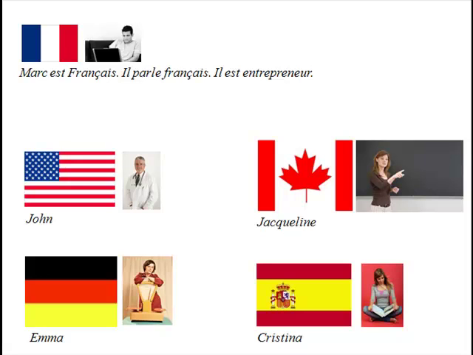So in this activity, you have a picture. So you have a flag of a country and a picture representing a job. And you have the name of the person. So for example, here we have Marc, and what you have to say is Marc est français, il parle français, il est entrepreneur. So you say the nationality of the person, you say the language that they can speak logically, and you say the job, judging from the picture. Okay, so let's try to do that.